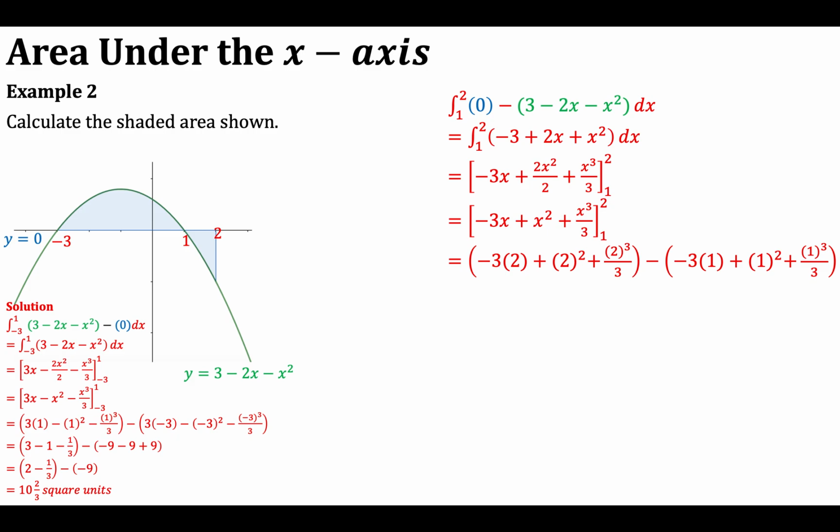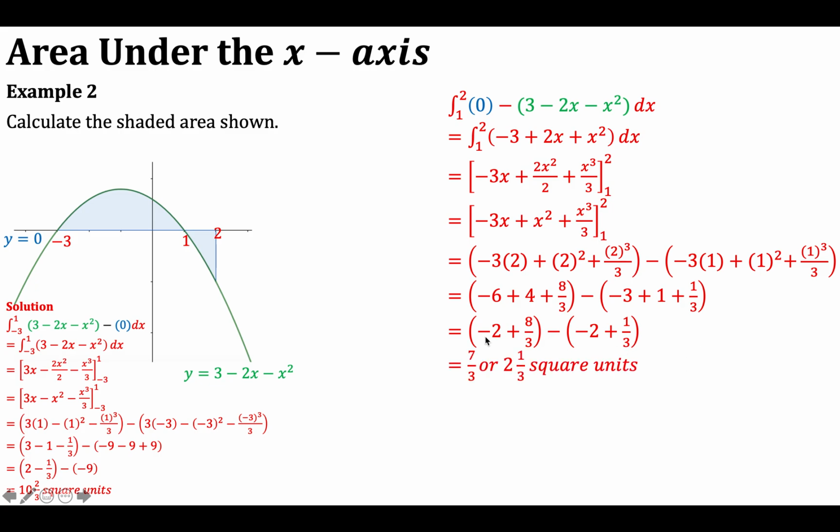And substituting in gets me this. And my first bracket, I'm going to get negative 6 plus 4 plus 8/3. And my second bracket, negative 3 plus 1 plus 1/3. The first bracket gives me negative 2 plus 8/3 minus negative 2 plus 1/3. And hopefully you'll see here that negative 2 minus negative 2 is 0. So we're actually left with 8/3 minus 1/3. So that leaves us with 7/3, or we can express it as a mixed number, 2 and 1/3 square units.